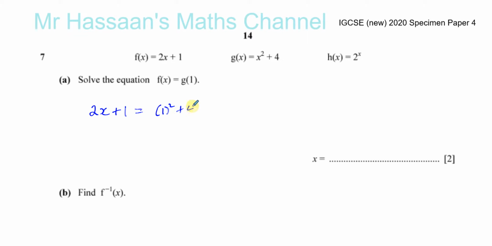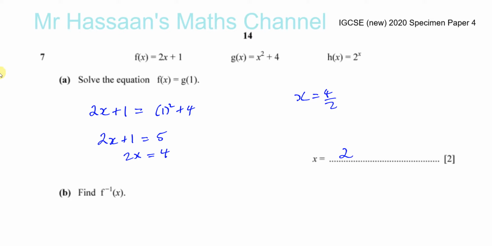1 squared plus 4. So you end up with having an equation, 2x plus 1 is equal to, that's going to give you 5. 1 squared is 1, plus 4 is 5. So then you subtract 1 from both sides. So 2x is equal to 5 minus 1, which is 4. Therefore, x is equal to 4 divided by 2, which is 2. So we write the answer in the space provided.